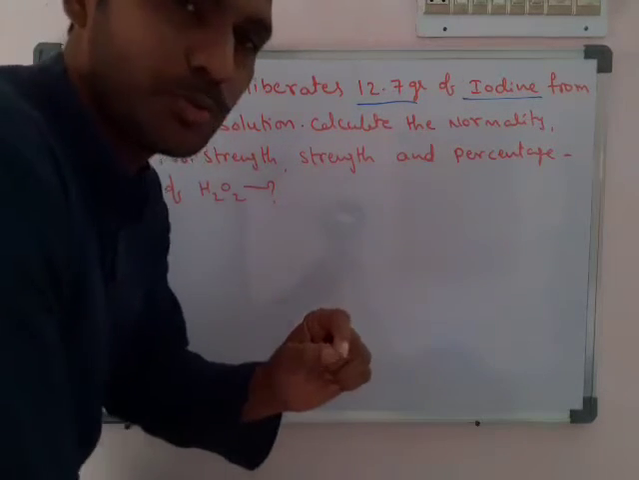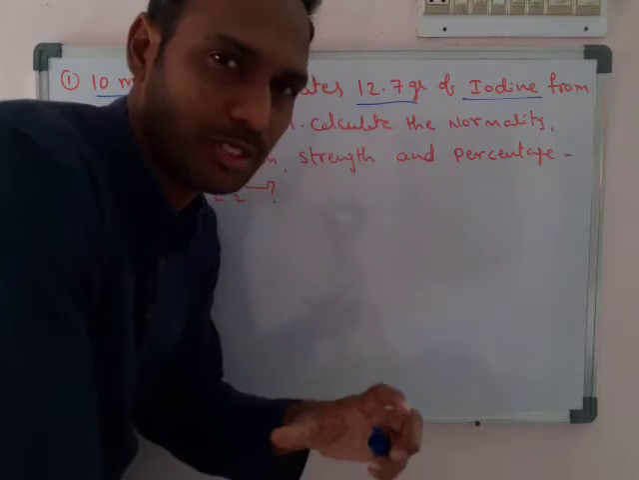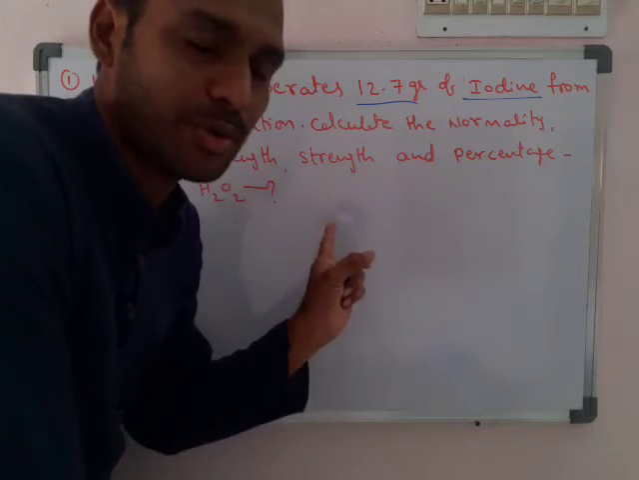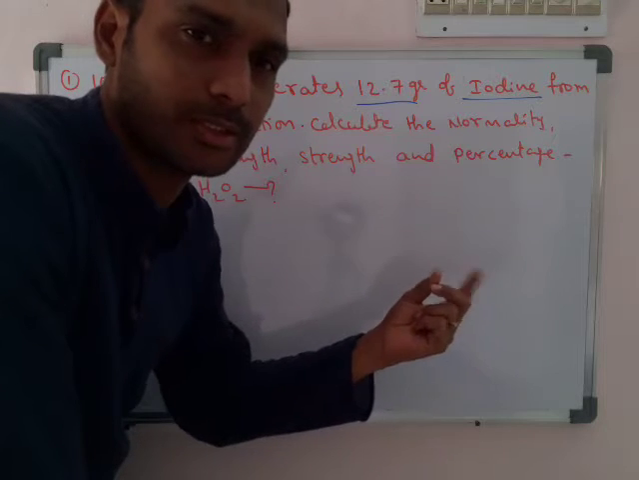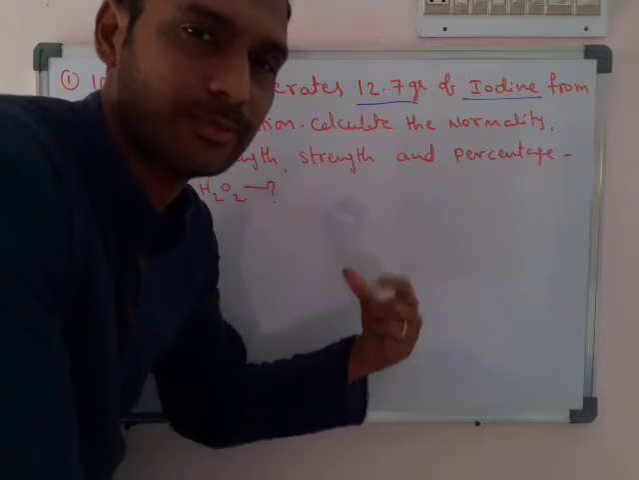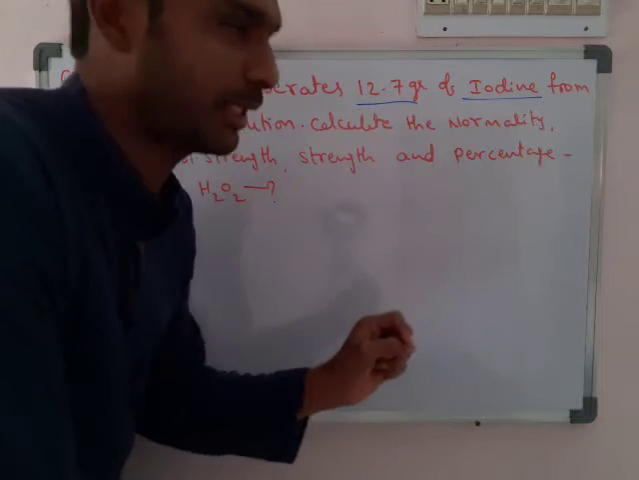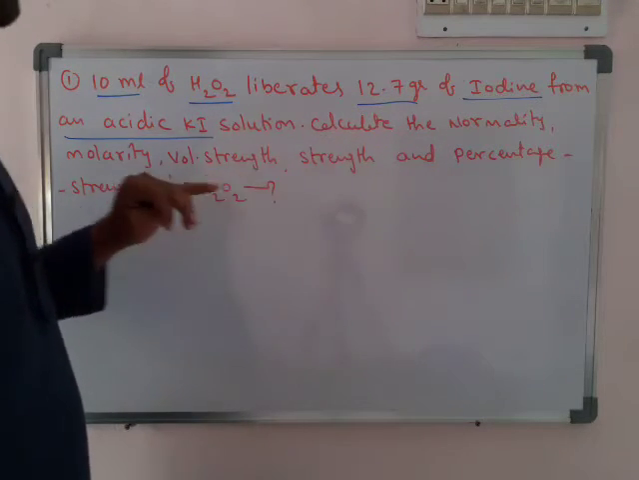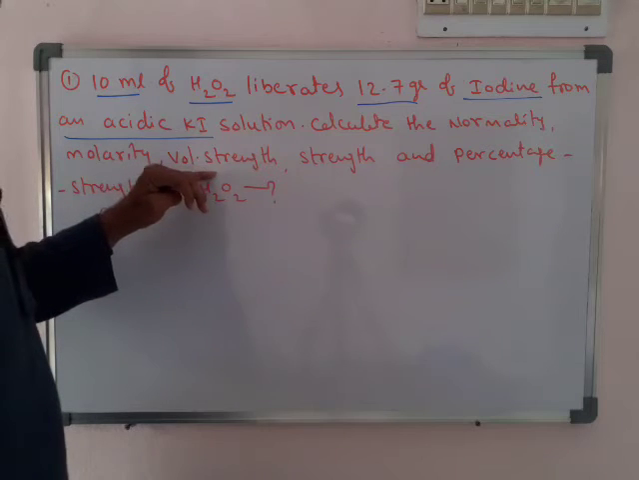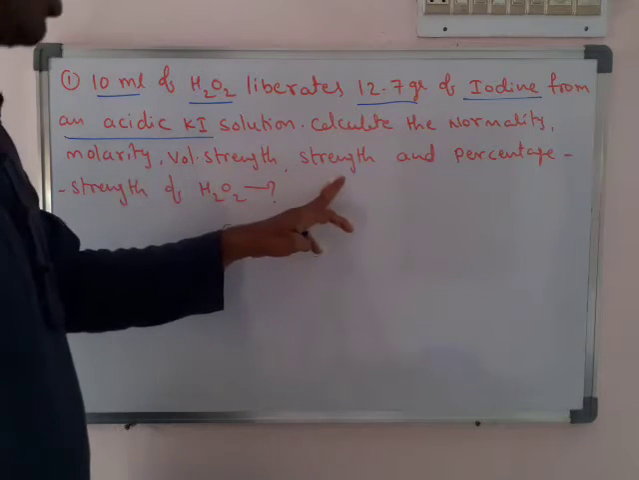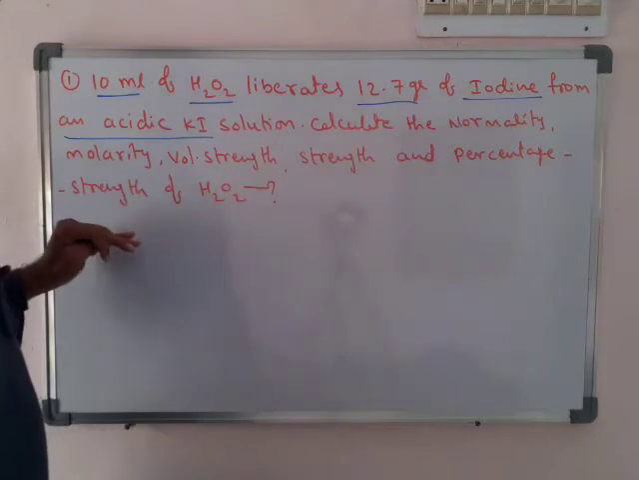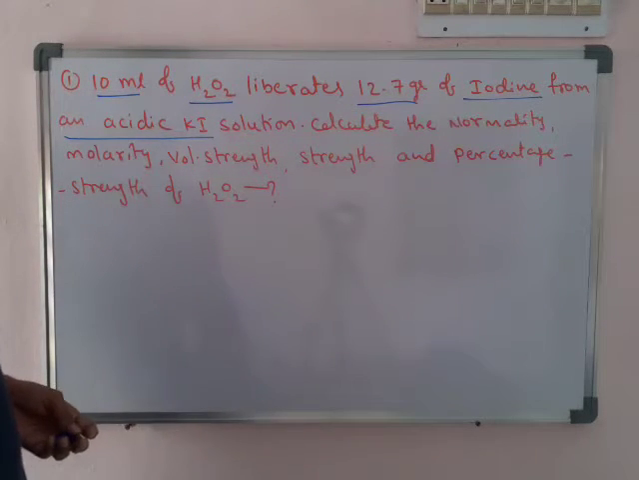Here there is no information about how much potassium iodide reacted. The information is given about the hydrogen peroxide and also the product. It tells us how much iodine formed. So with the help of these details we have to calculate the normality, molarity, volume strength, normal strength in grams per liter, and percentage strength of hydrogen peroxide.